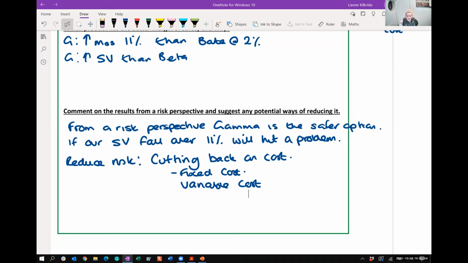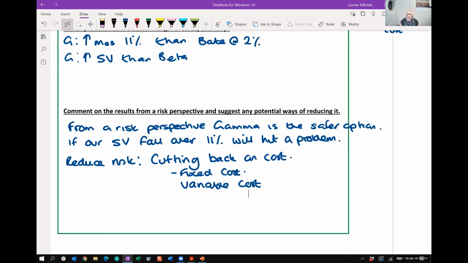So you've got some fantastic ideas coming in here in terms of reducing risk. Put all these ideas down in your answers. Show the examiner that you know about cutting costs and what type of cost you can actually cut. The more info you can put in these questions, the better it is going to be for your results.